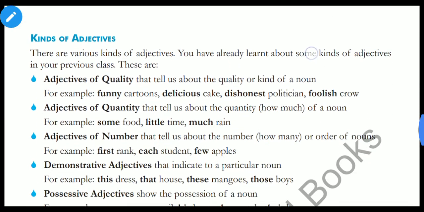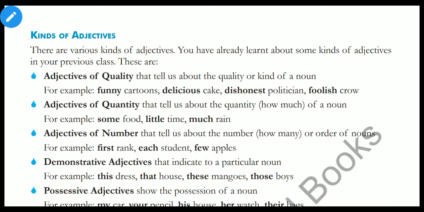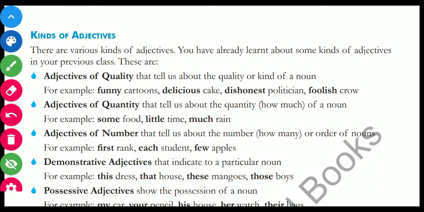Now, coming to kinds of adjectives. We have been reading this from the previous classes also. So, again let's take it. Kinds of adjectives. First kind is adjectives of quality. Adjectives of quality tell us about the quality or kind of a noun. Okay, what are the qualities of a noun? Short boy, little boy, young boy, beautiful girl, little girl, young girl. So these are the qualities.